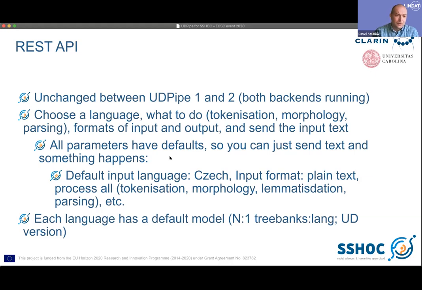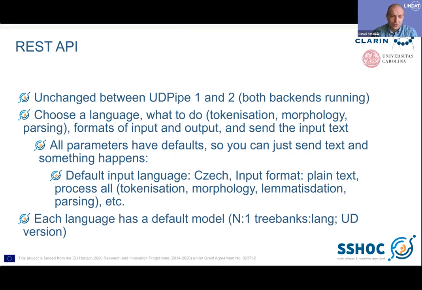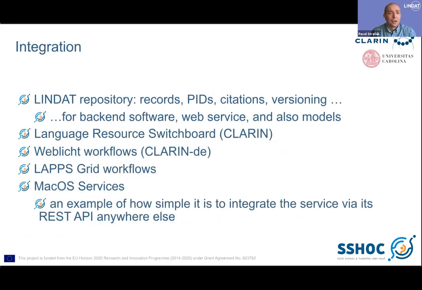As I said, everything has defaults. So the default of the whole application is, if you don't set anything, it expects input in Czech, plain text, and it will do all kinds of processing it can do and send you output in CoNLL-U format. As I was showing before with Italian, there may be several different models for one language. So there is always some default model selected for that language. So you can only ask for a language and don't have to study details of those models.